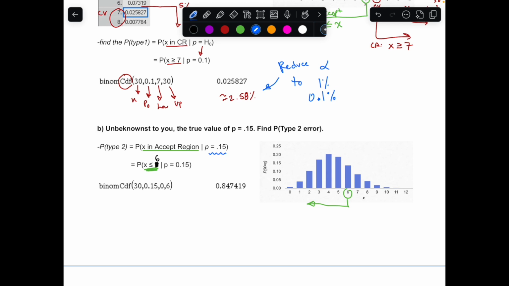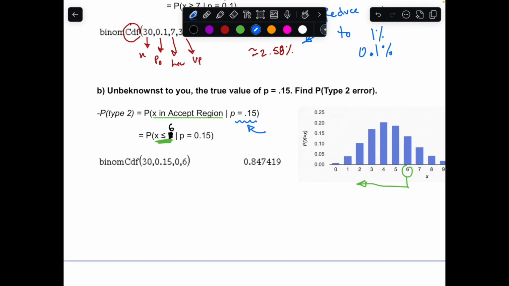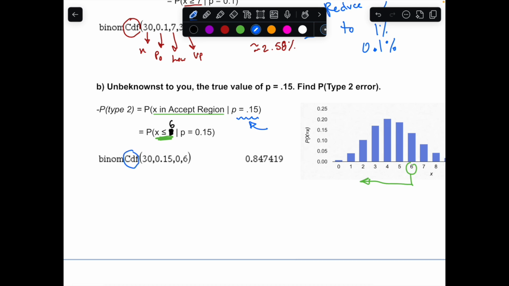Given this alternate hypothesis that P is actually bigger, and you have to be given this value in the problem. And so all we have to do is a binomial CDF. Sample size is still 30 flowers. The proportion of success is what the alternate was given, the true value. Then we're looking at lower bound is 0 and upper bound is 6, and that comes out to about 84.7%.